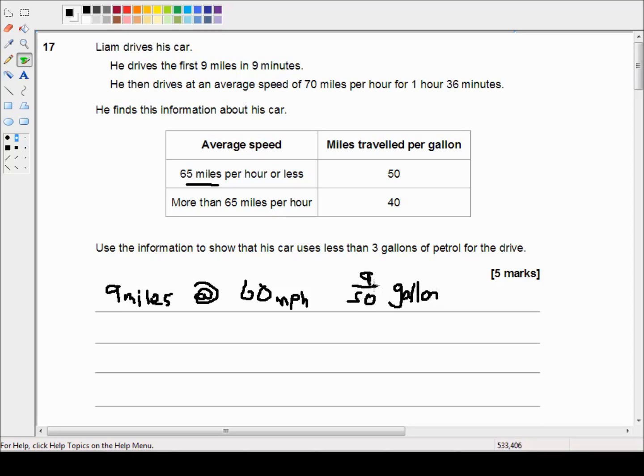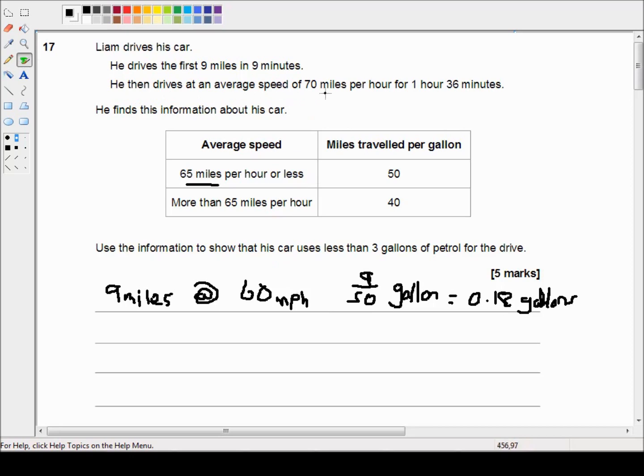If I multiply top and bottom by 2, I get 18 over 100, which is 0.18 gallons. So in the first 9 miles he's used up 0.18 gallons.